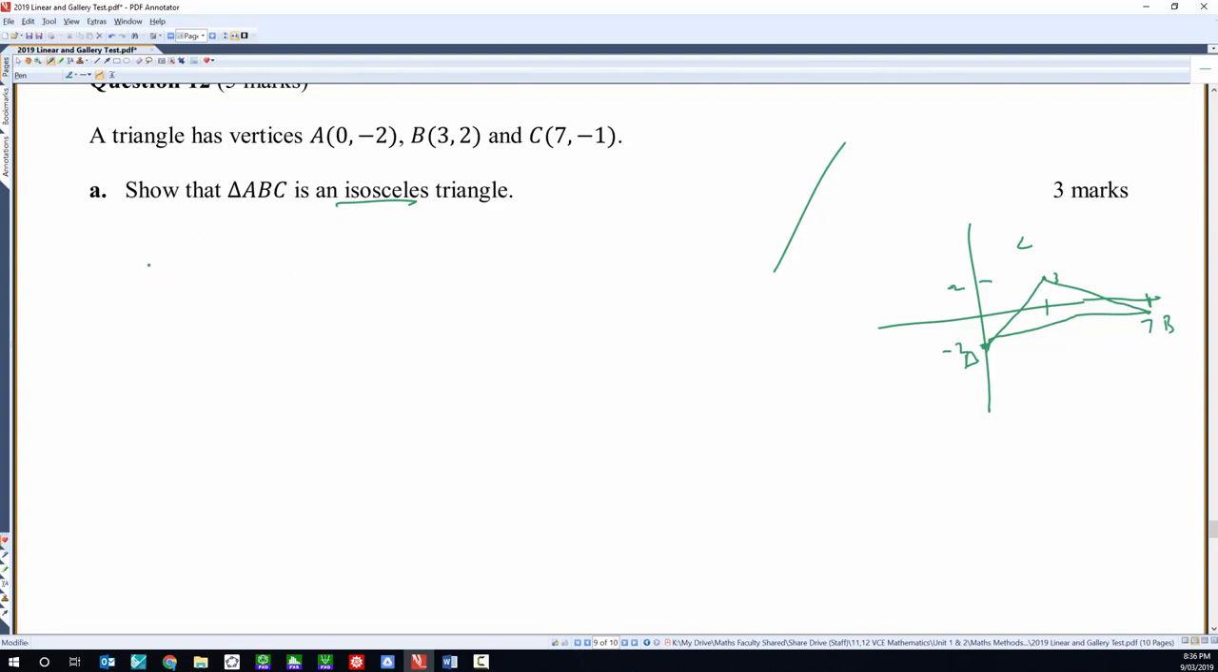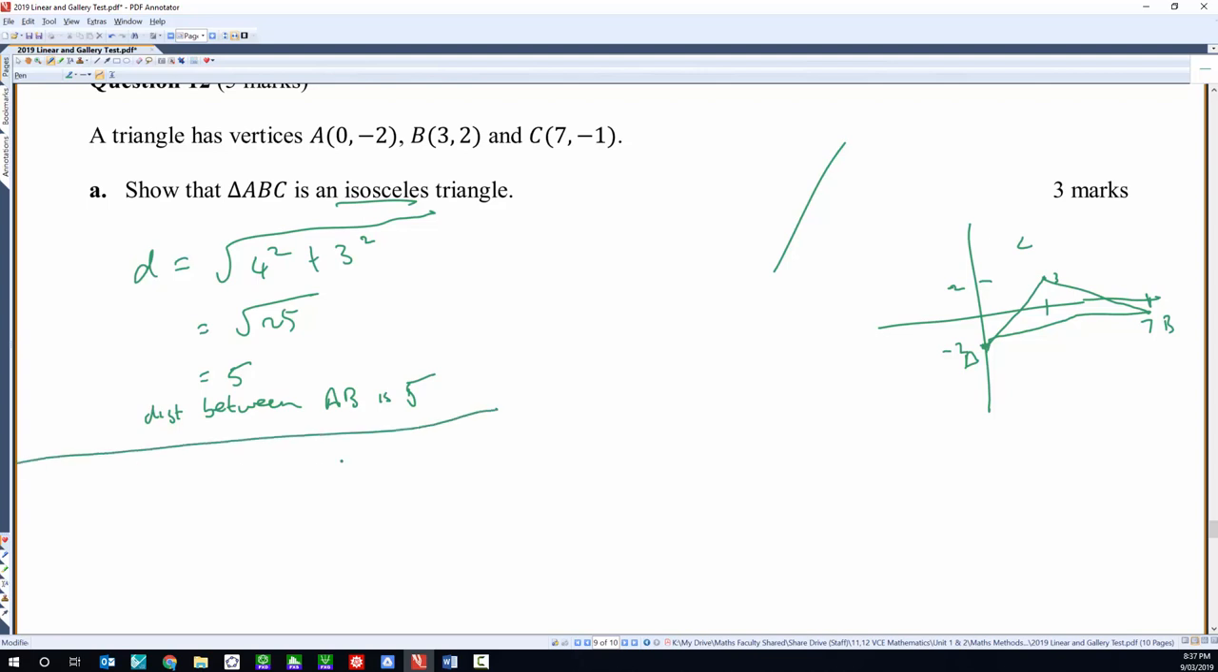All right, so we're going to use the distance formula. Distance is the square root of, and I'm just going to work out the distance between these 2 points here. So it's going to be 4 squared plus 3 squared equals 16 plus 9 is 25. The distance is 5. So the distance between AB is 5. So let's just note that down. Then I'm going to do the distance between, let's do B and C.